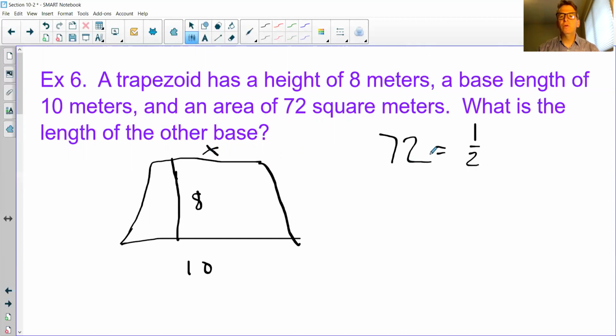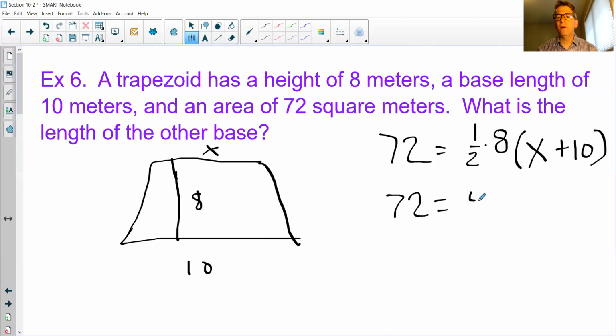All right, so 72 is equal to 1/2 times the height, which is 8, times the sum of the two bases. We know that one base is 10, and the other base we're calling x, so the sum would be x plus 10. Algebra: 72 equals, and 1/2 times 8 is 4, times x plus 10. So what we can do now is distribute this 4.